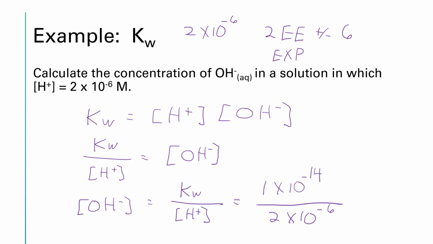When we're dividing by numbers in scientific notation, the calculator bites a lot of people, so make sure you're doing this correctly for your calculator. So we've got 1 EE negative 14 divided by 2 EE negative 6, and that is giving me 5 times 10 to the negative 9, and that's going to be molar for the hydroxide ion concentration.